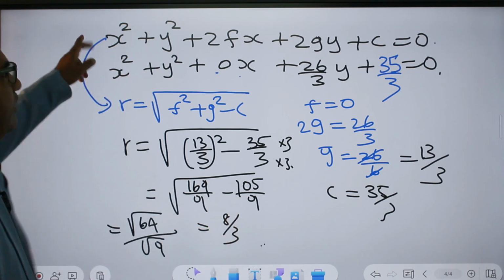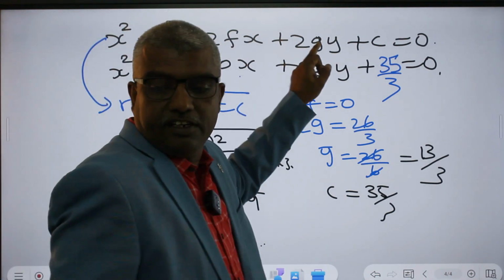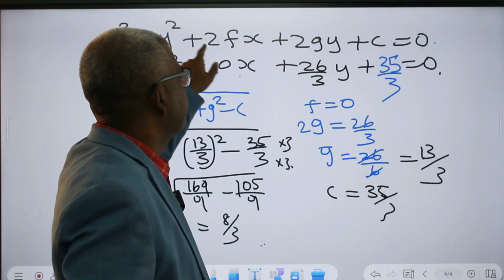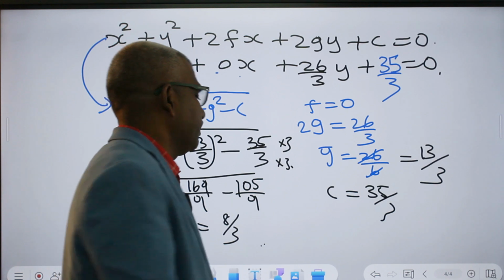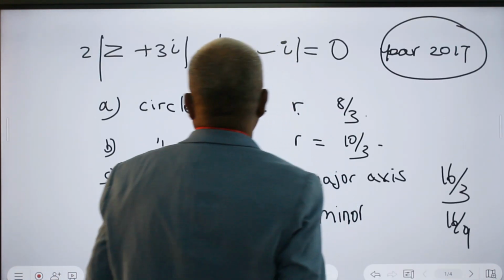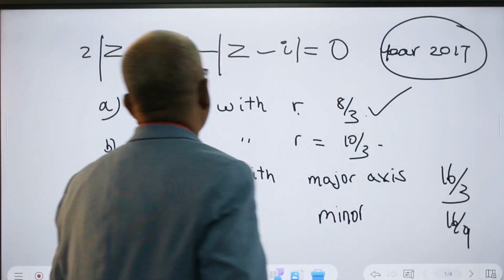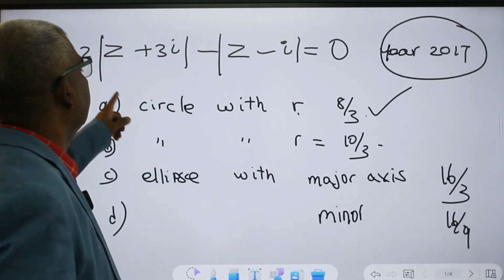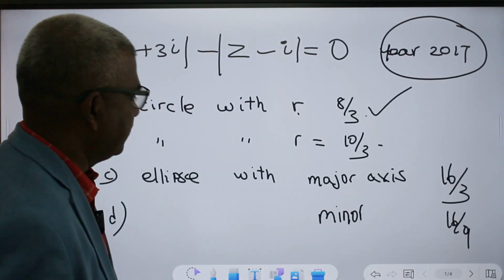So this is a circle equation. It came out like a circle equation, and the radius is 8 over 3. A circle with the equation r is equal to 8 over 3. Copy it down until now.